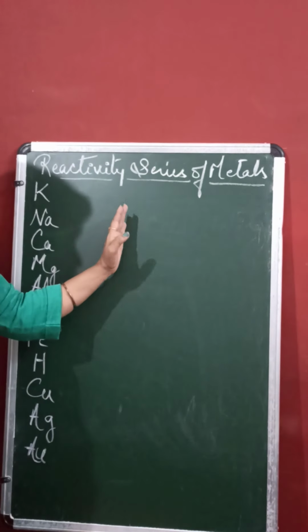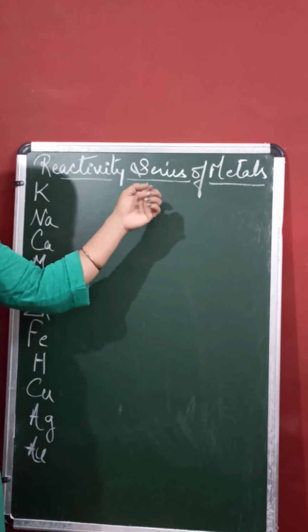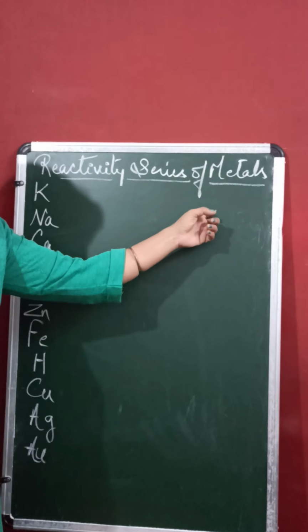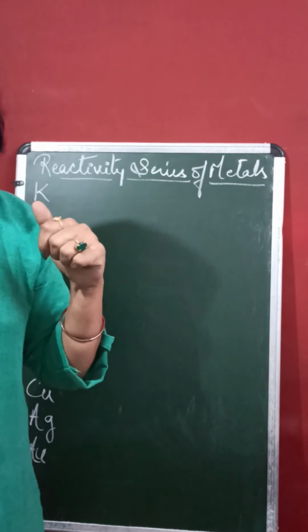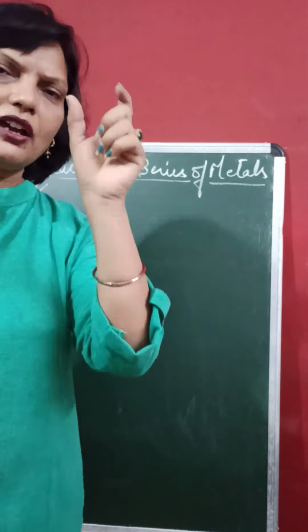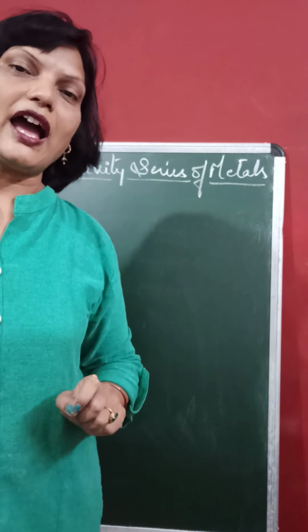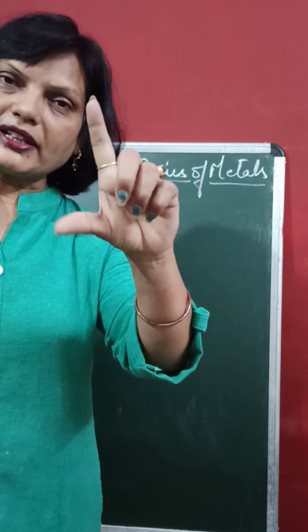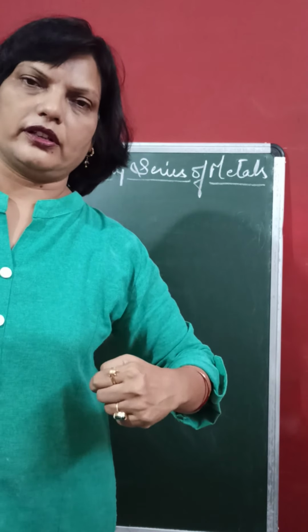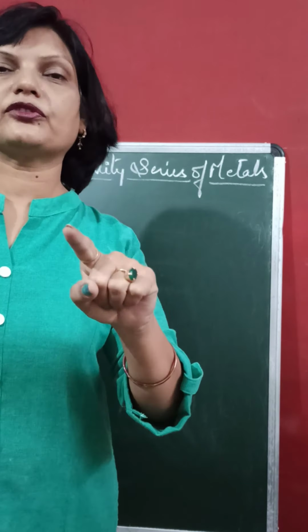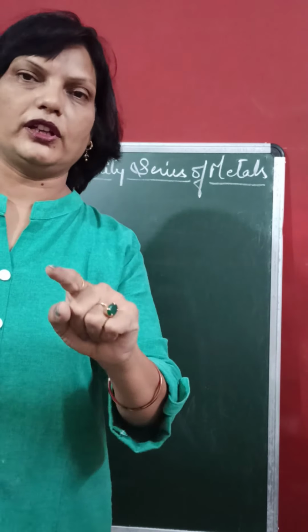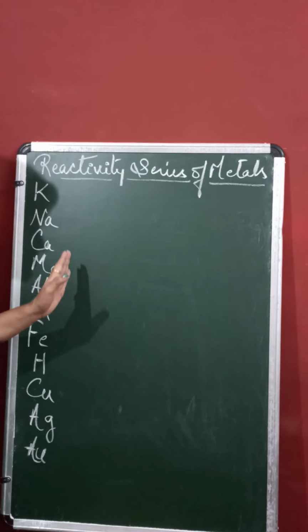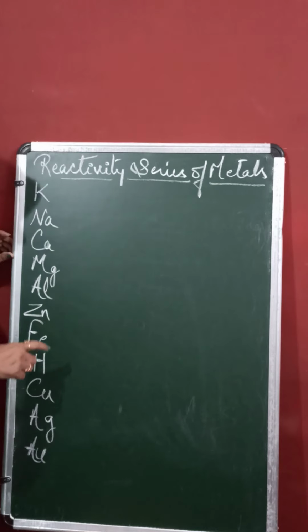Okay, so our topic today is reactivity series of metals. Don't you remember that when we started the chapter, I gave you the list of metals as well as non-metals? The metals were written in a particular order and you have to learn the names of the metals in that particular order only. This order, or series, in which we write the metals is known as the reactivity series of metals.